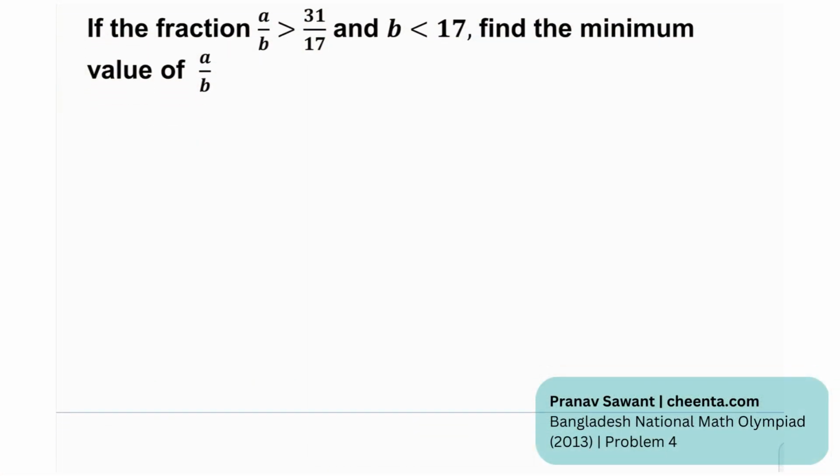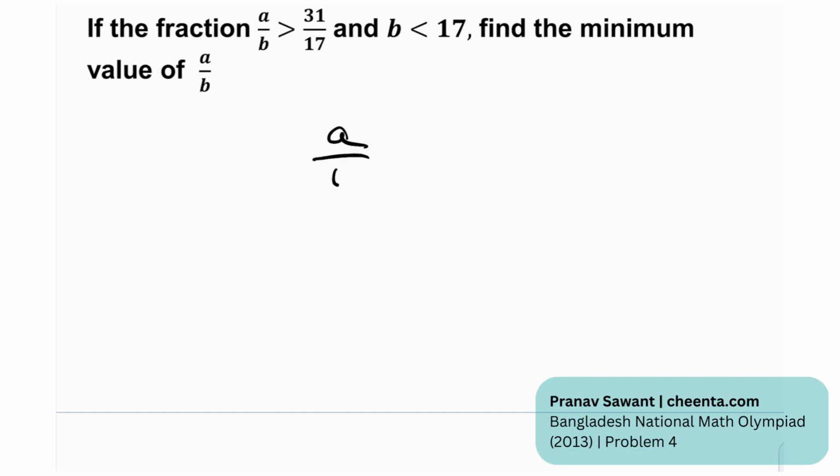Okay, so it's given that the fraction a by b is greater than 31 by 17 and b is less than 17. Find the minimum value of a by b. It's just as simple as that. This can be considered a puzzle question as well, but we're going to obviously use certain formal arguments to go about this. Okay, let's just begin.